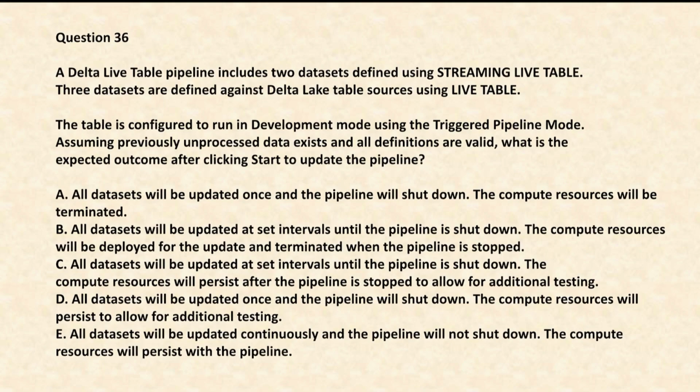In this question, if you will see, it says it is in the development mode and using the triggered pipeline mode. So there are 2 modes available in Databricks. First is triggered and the second is basically the continuous mode. In the triggered mode, basically all the data sets are updated at once, but the compute resources that you have are actually not terminated, okay, because it is in the development mode. Then in the continuous pipeline mode, it will not terminate any resource and it will continue to run like a streaming kind of thing.